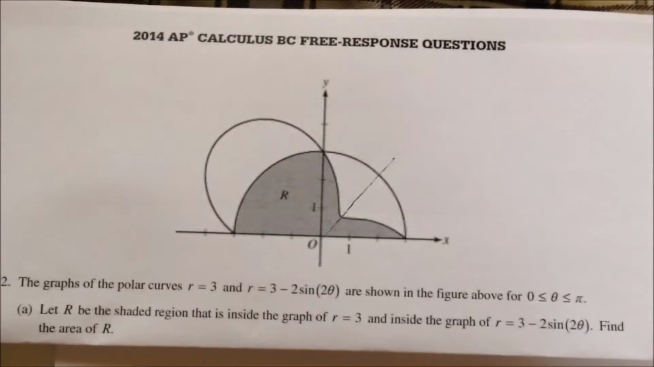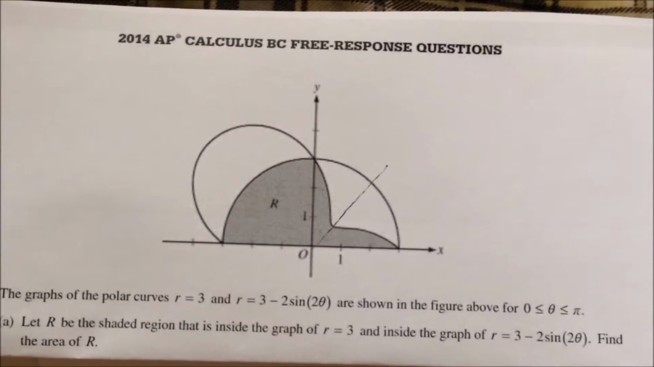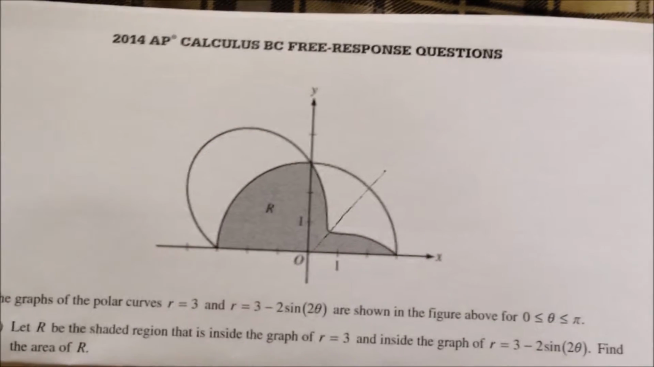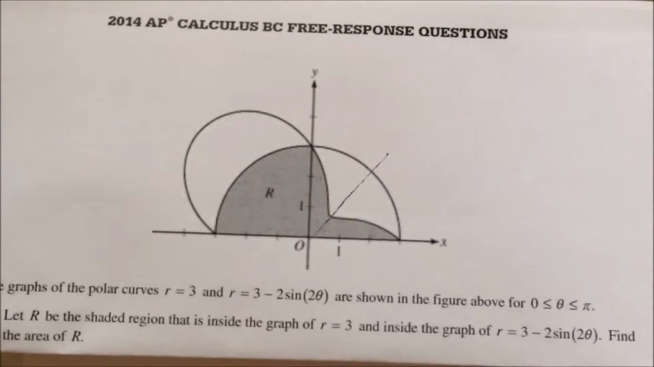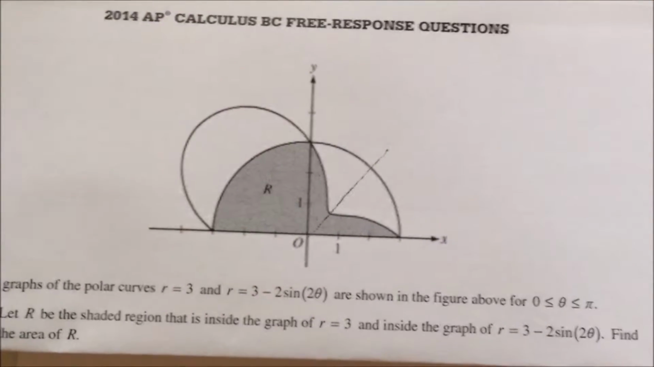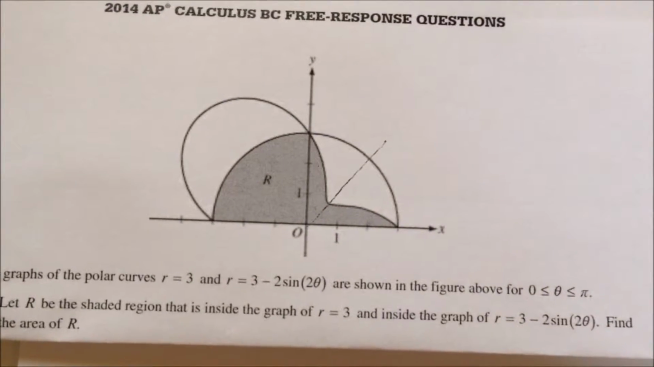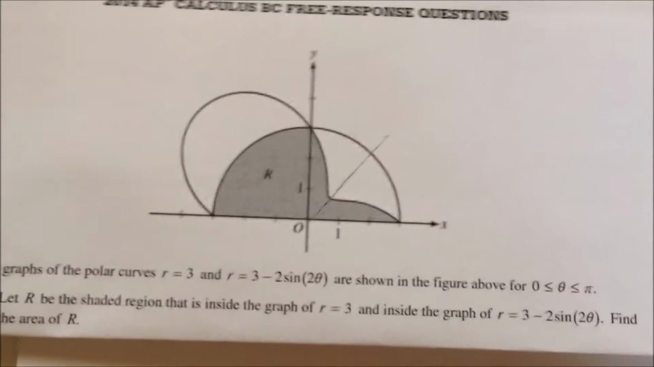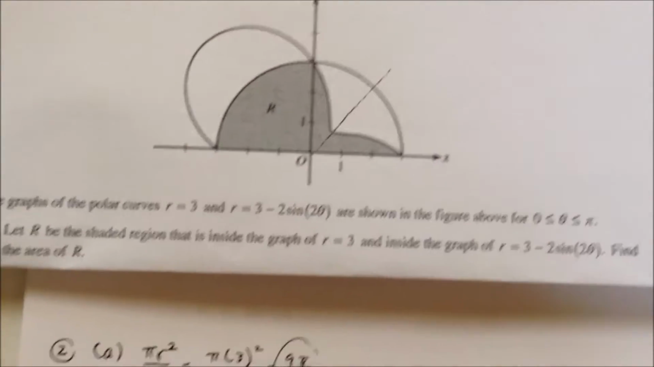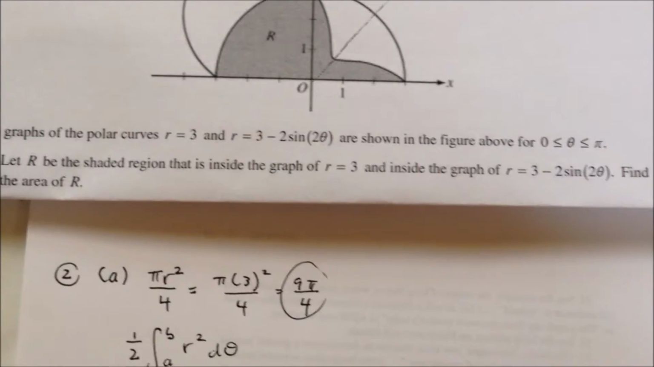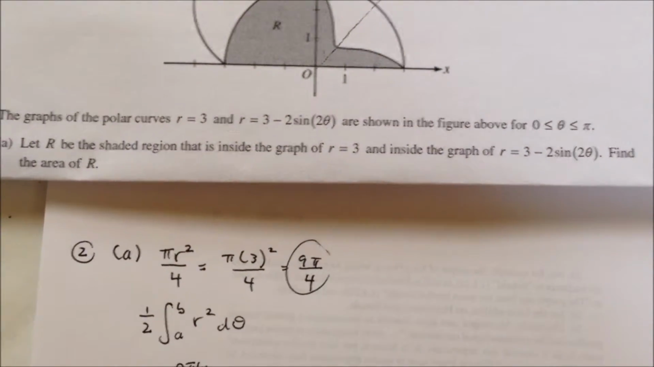Hello, so today I'll be talking about the 2014 AP Calculus BC FRQ question number 2, and it reads: the graphs of the polar curves r equals 3 and r equals 3 minus 2 sine 2 theta are shown in the figure above for 0 is less than or equal to theta, which is less than or equal to pi. And part A asks you to find the region that is inside both curves.